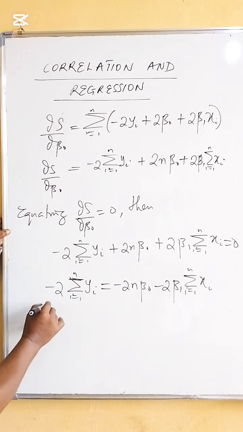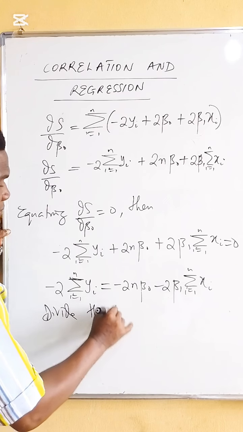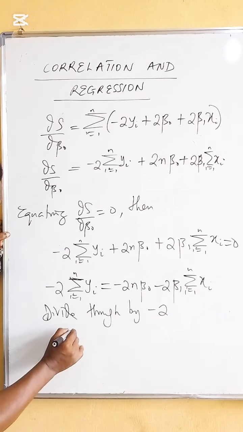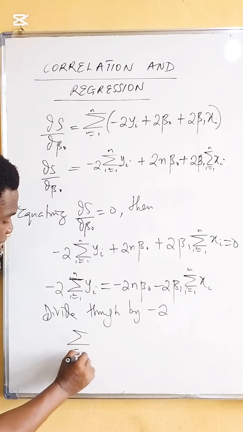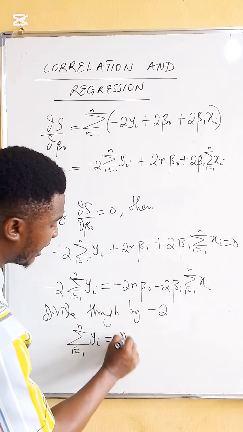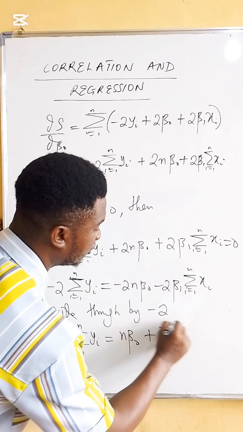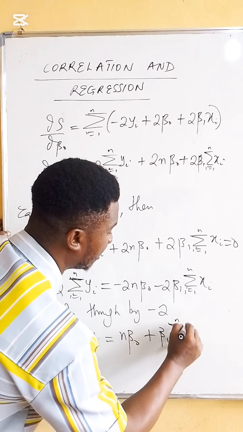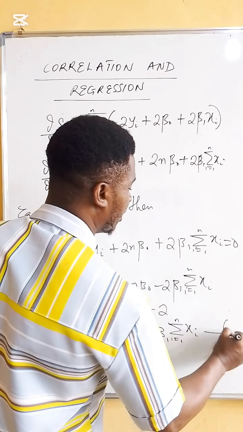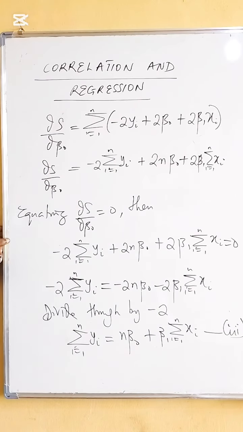Then of course I can divide through by minus 2. When you divide through by minus 2, you end up having a final result as summation from i equals 1 to n yi equals n beta naught plus beta 1 summation from i equals 1 to n xi. This is the result you're going to get. Let's call this equation 3. So hold on to this and see the next step.